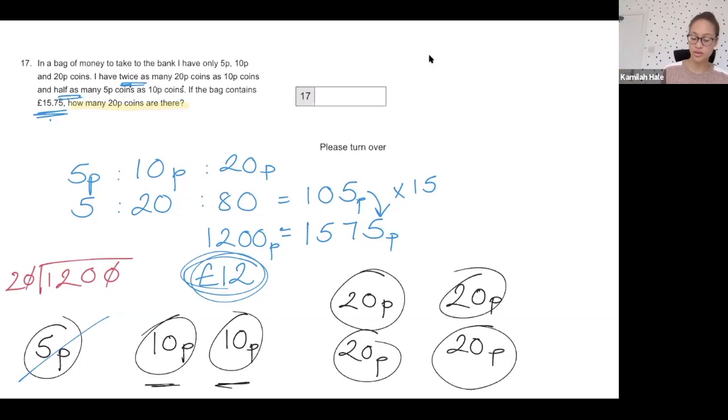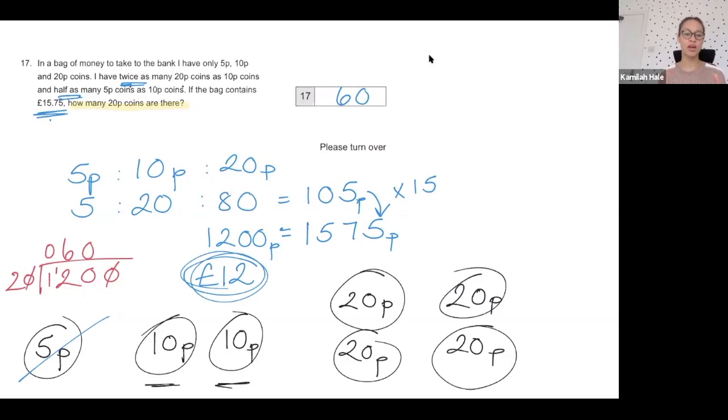Cancel off the zeros, and you get 60 that way as well. Okay, so we have 60 20p coins in 12 pounds that make up this £15.75.